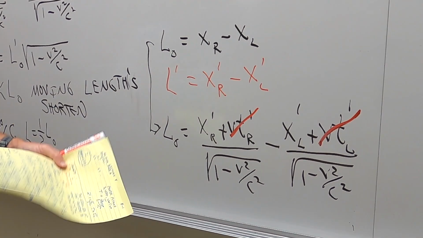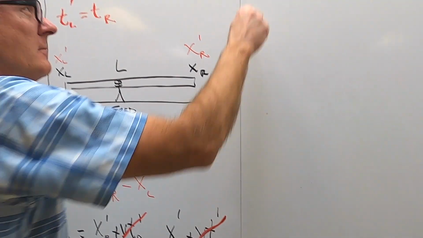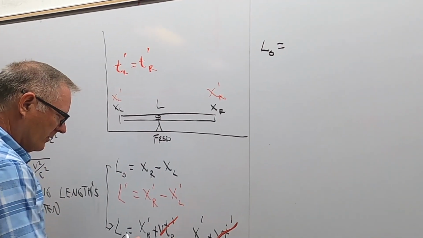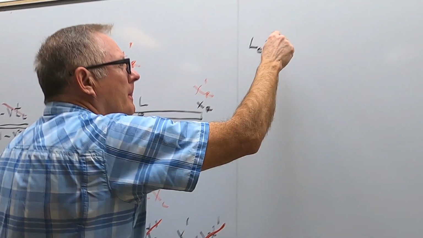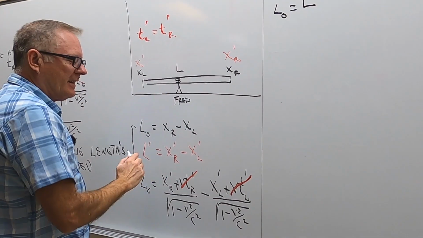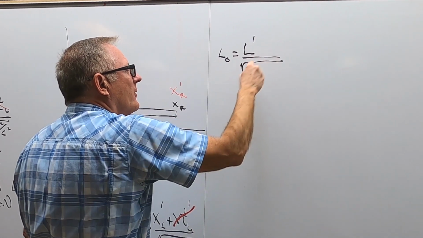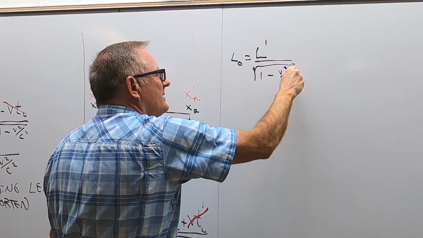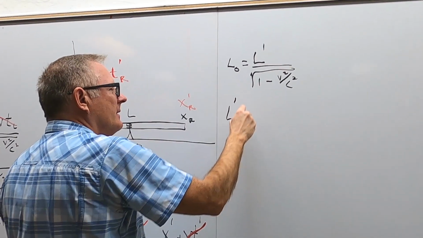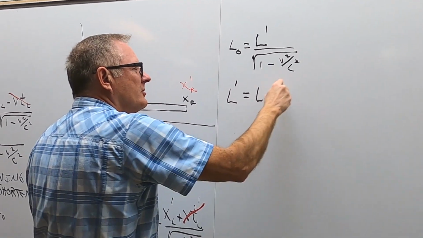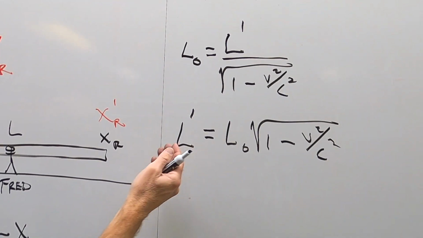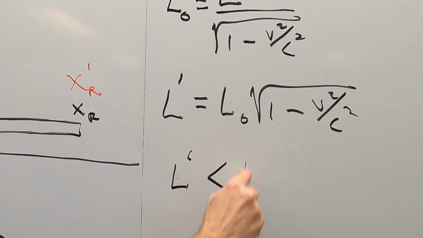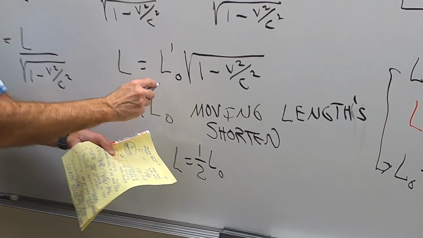And so we're left with L naught is equal to x sub r minus x sub r prime minus x sub l prime, which is L prime divided by the square root of 1 minus v squared over c squared, or L prime is equal to L naught times the square root of 1 minus v squared over c squared. So it looks like L prime is less than L naught. Over here, L was less than L naught, I guess it's L naught prime.